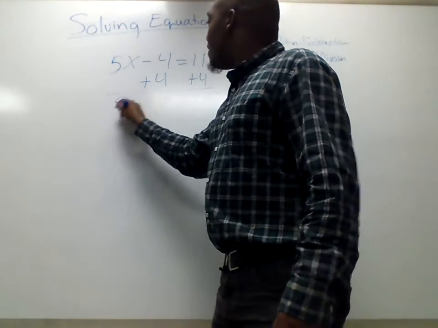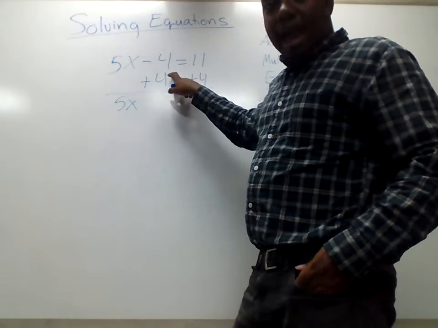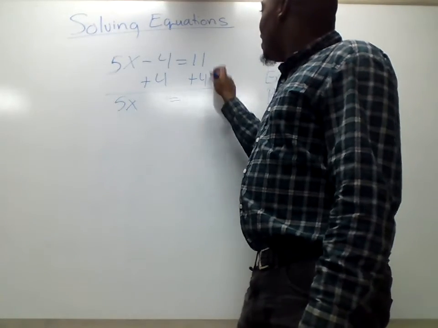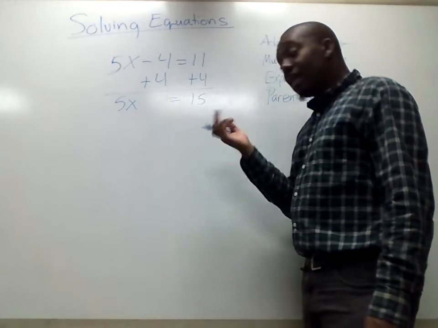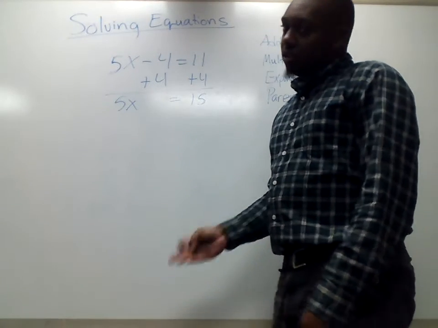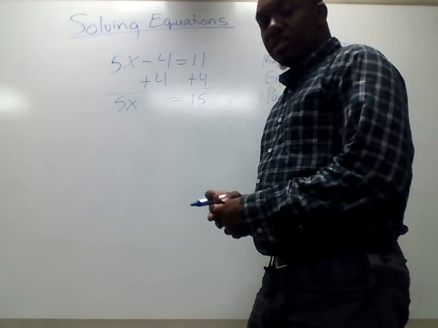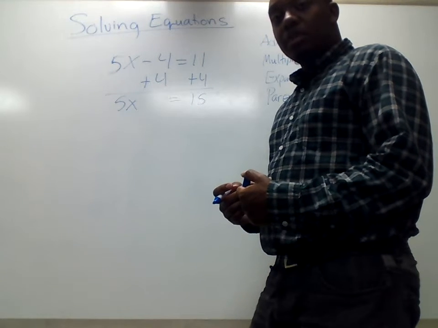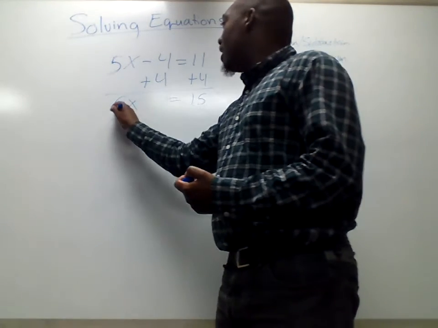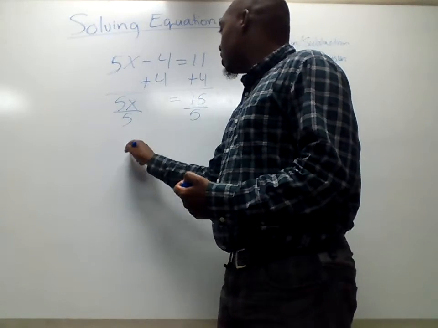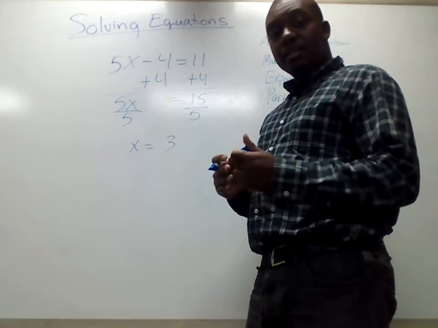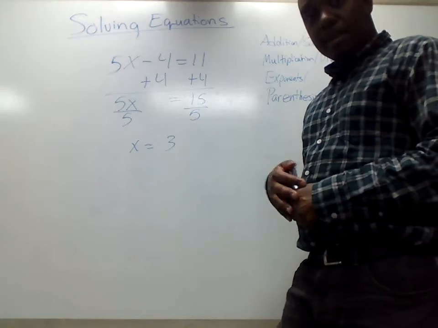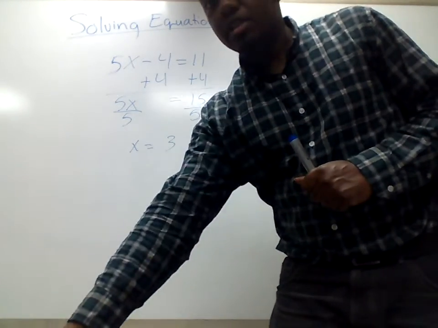So if we do this, we end up with 5x. Remember that these add to 0, or cancel each other out. 11 plus 4 will give us 15. And now we have 5 times x. So we're down to a one-step equation again, and this we know how to do. To solve 5 times x equals 15, the inverse operation of multiplication is division. So we divide both sides by 5, and we end up with x equals 3. That is an example of a two-step equation involving multiplication and subtraction.